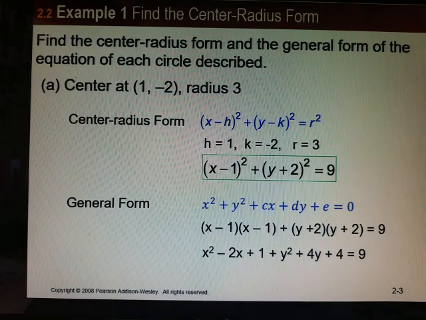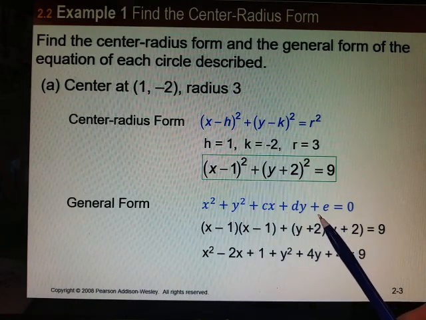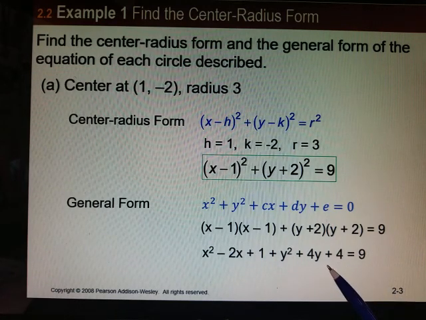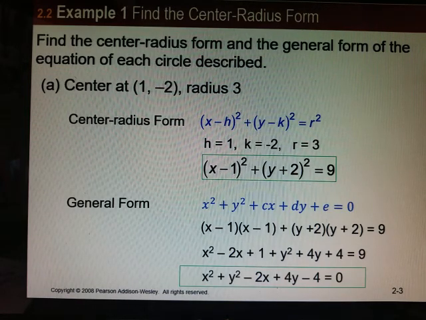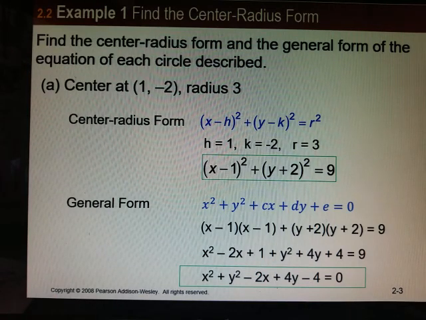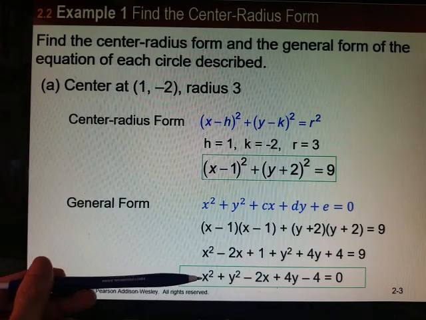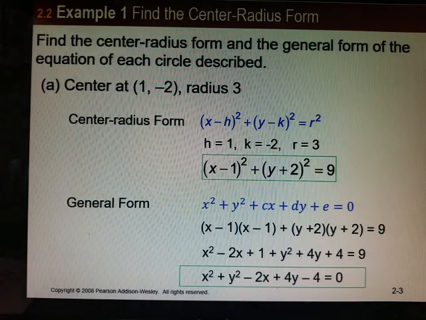Now, to put it in general form, notice it goes the x squared term, y squared, x, y, constant equals 0. So I do need to combine this 1 plus this 4, which would be 5, but I need to minus the 9 over to the left side. So 5 minus 9 is going to give me this negative 4 right here. All right, so again, that's the general form. So center radius form, you can quickly tell me the center and the radius. General form, we're going to be going from this back to that here in a little bit, and we'll talk about how to do that.